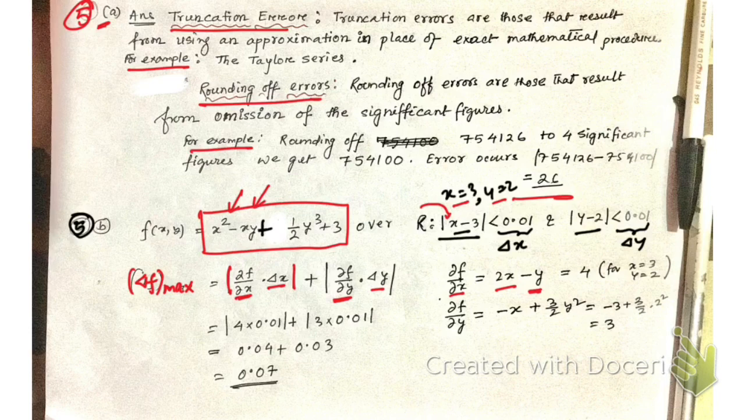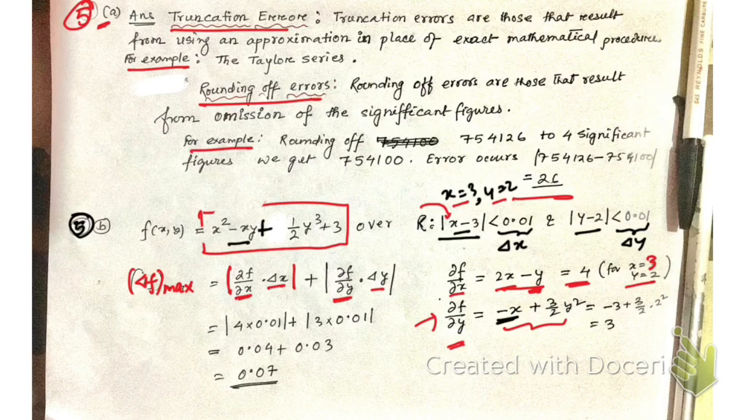So if you put x is equal to 3 and y is equal to 2 here, it's going to give you 4. Similarly, if you differentiate f with respect to y, then you're going to get this answer, right? If you differentiate x square with respect to y partially, then it's going to be 0, right? If you differentiate minus xy, it's going to give you minus x. And if you differentiate this y cube, then you're going to get 3y square, and there is half before it, so that's why 3 by 2.